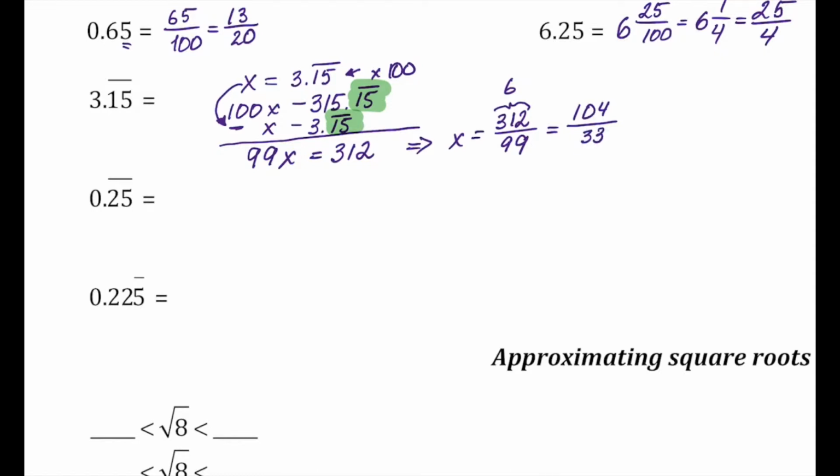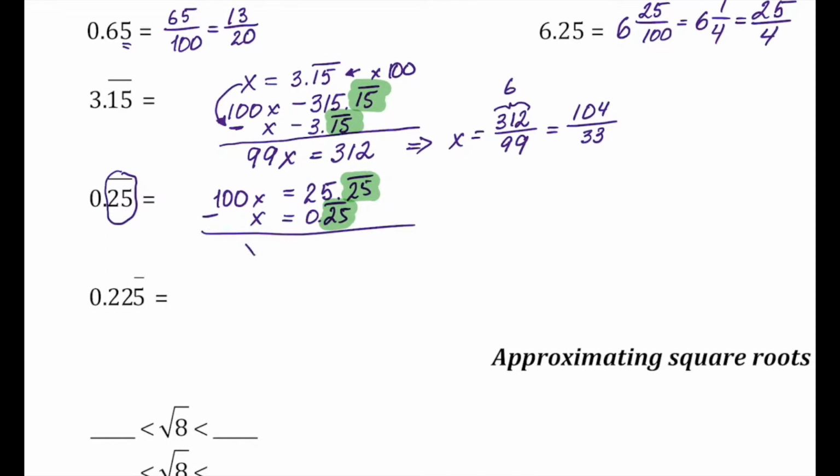Then the next one, again, 25 is the repeating number. There are two of them, in the hundredth place. So I can go ahead and start with 100x equals 25 plus the tail, minus x, which was initially 0.25 and the tail. That takes care of the tail, so this eliminates, and I end up with 99x equals 25, from where x is going to be 25 divided by 99. There's nothing we can do here.